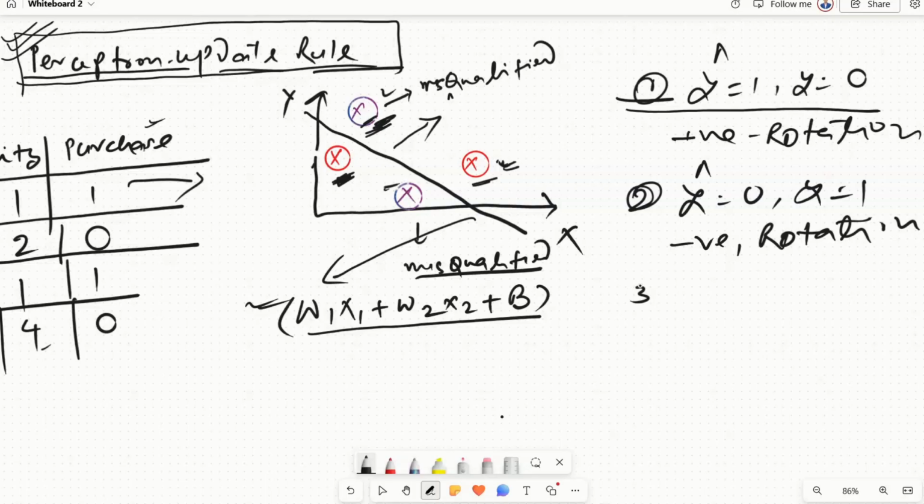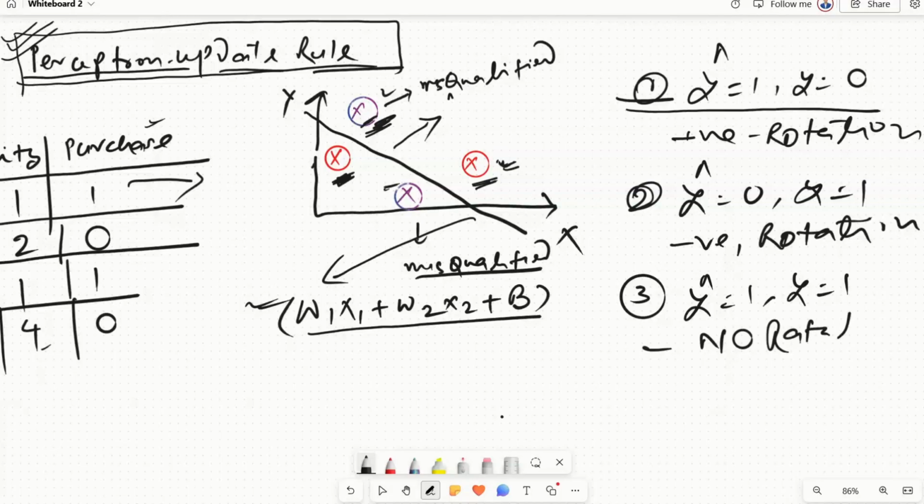Case number 3, this point. This point has y predict equal to 1 and actual y also equal to 1. So there is no change, right? There is no misclassification. So in this case, no rotation will happen. I have covered all of this. If there is no misclassification, then no rotation will happen.